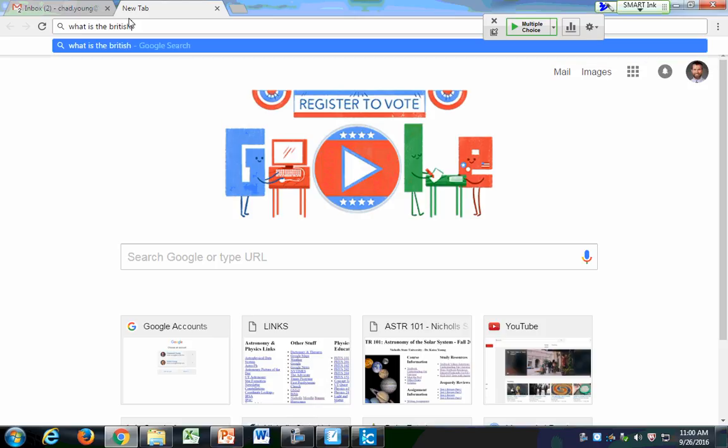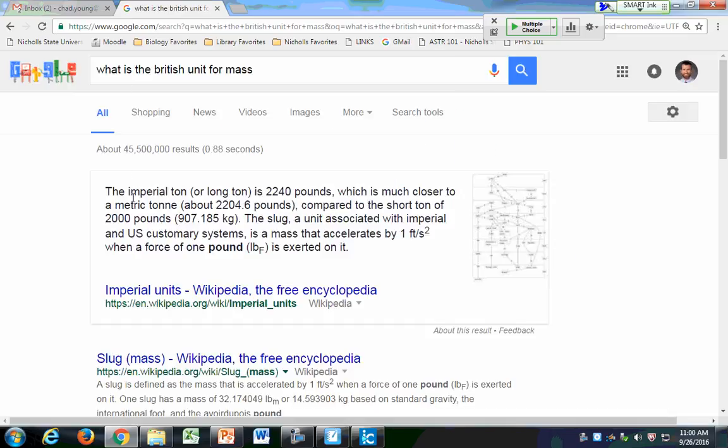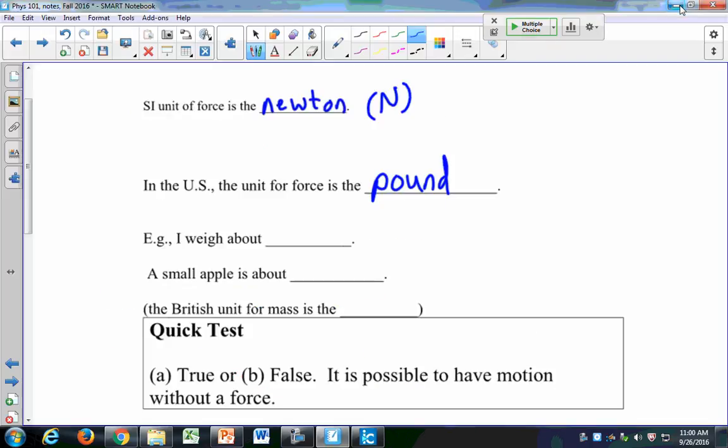It's not that important, but I'm curious now. British unit for mass. Imperial ton. That's all weight. It is the slug. I was right, but you might be right too. I'm not sure. I've never heard that. I don't see stone there. Okay. I'm going to write slug. You don't need to know that. I just think it's kind of good trivia to know.